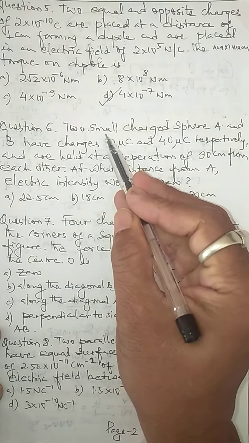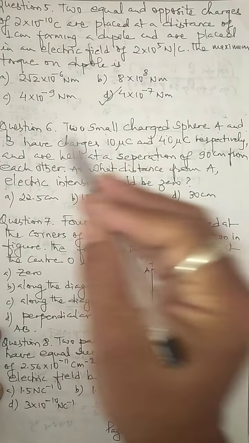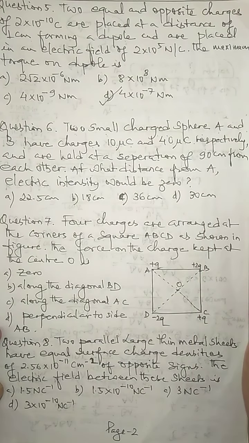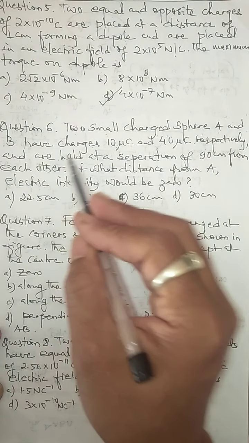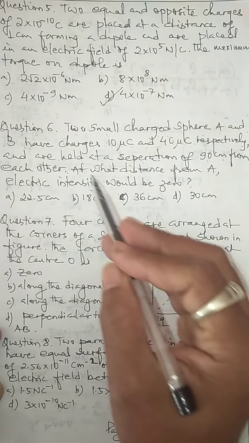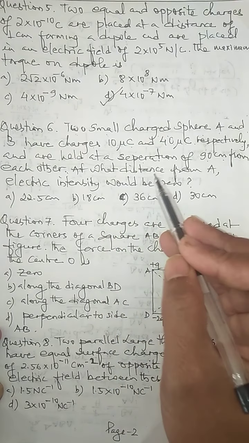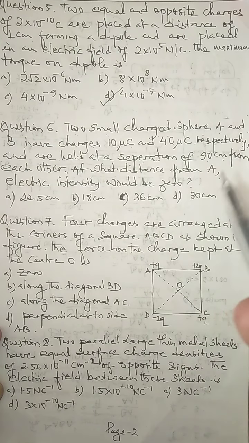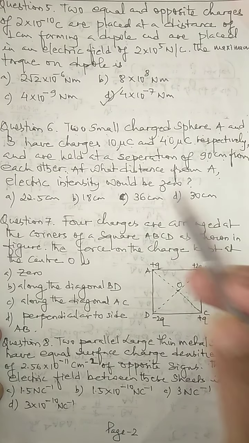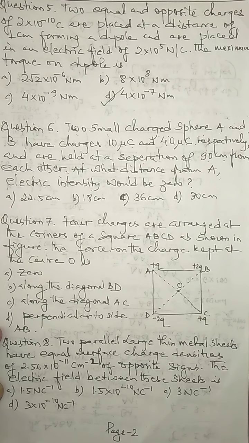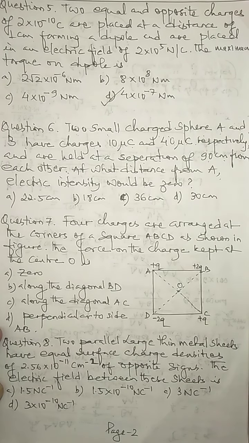Two small charged spheres A and B have charges 10 microcoulomb and 40 microcoulomb respectively, and are held at a separation of 90 centimeter from each other. The question asks at what distance from A, the charge A, the electric field intensity would become 0, meaning the net electric field becomes 0.